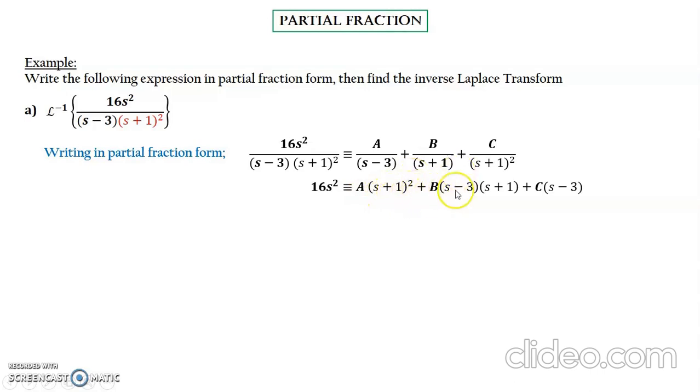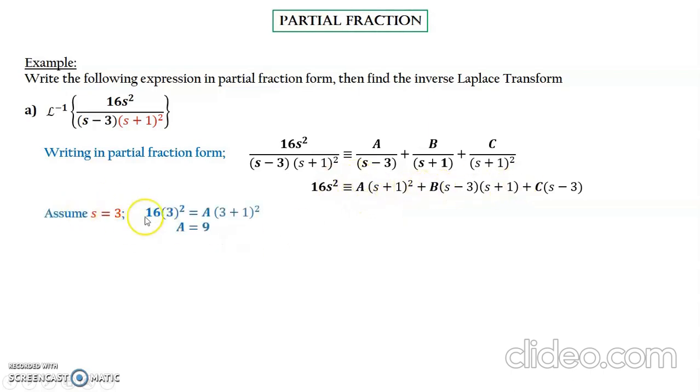Tambahkan juga dengan b s tolak 3, s tambah 1. Tambahkan dengan c s tolak 3. Because for this case, s tambah 1 kuasa 2 ni dengan s tambah 1 kuasa 2 ni boleh cancel. So, that's why tinggal dengan c s tolak 3. Okay. And then after that, kita boleh assume the value of s one by one in order to find the value of a, b and c.